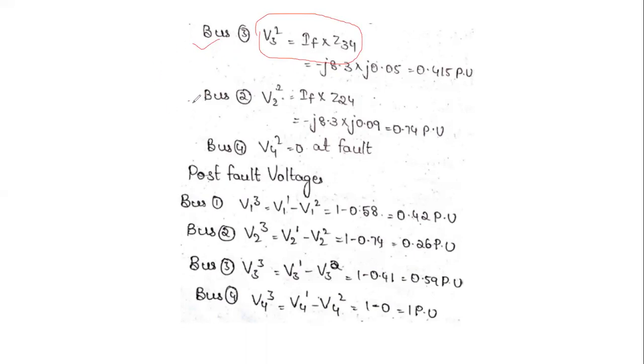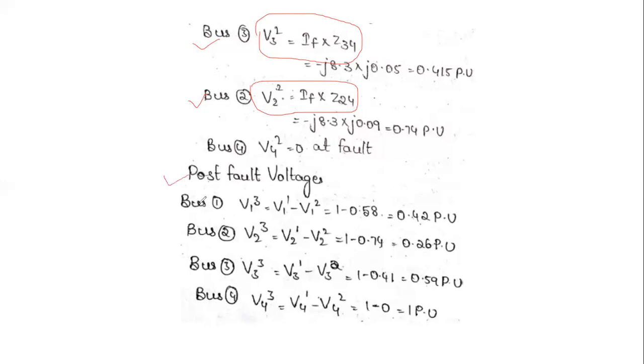Then we calculate the voltage at bus 2 during fault condition. V2 square is equal to IF into Z24. IF is already calculated and Z24 is given in the question. Then at bus 4, the voltage during the fault at bus 4 is equal to 0.